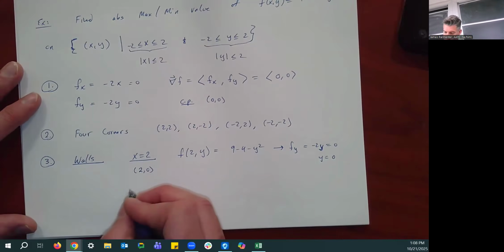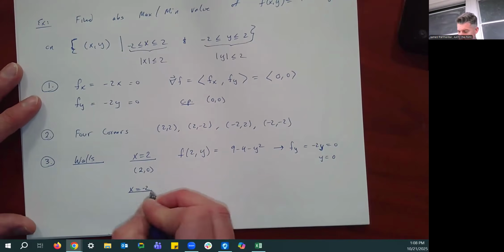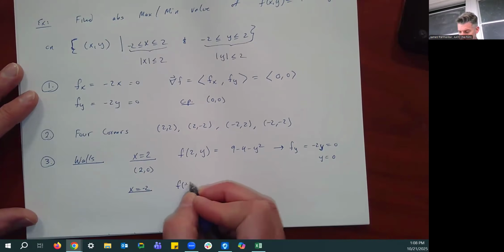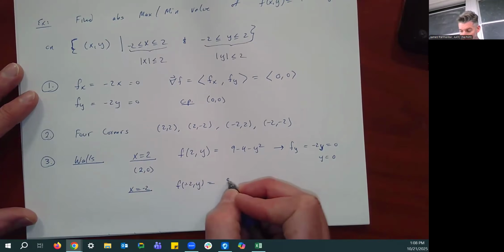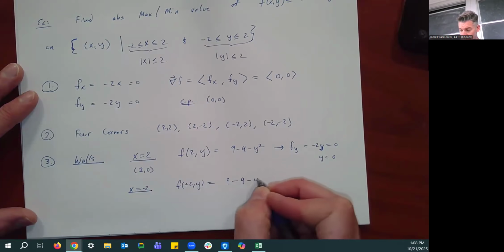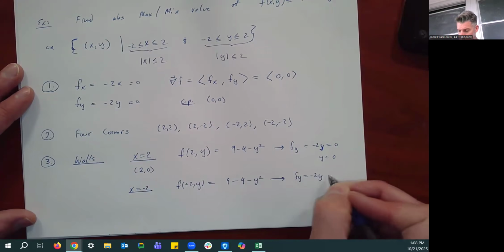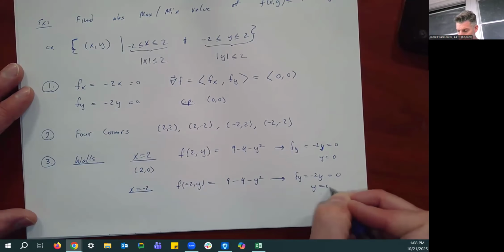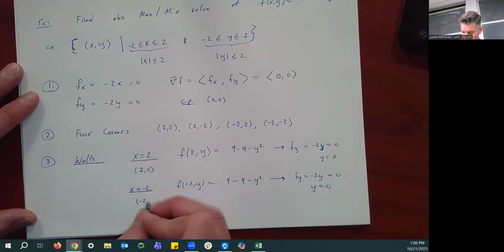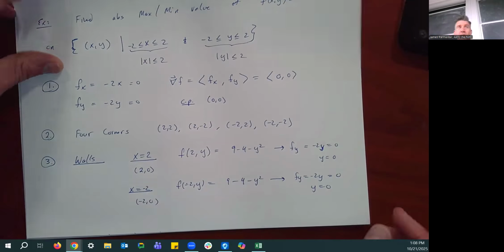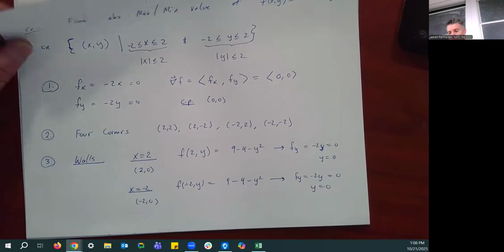So if we set x equal to negative 2, same result. We're still going to get f of negative 2 comma y equal to 9 minus positive 4 minus y squared. And we're still going to get fy equal to negative 2y. And we're still going to get y equal to 0. So we also get negative 2 comma 0. And in a similar way, we're also going to get 0 comma 2 and 0 comma negative 2.